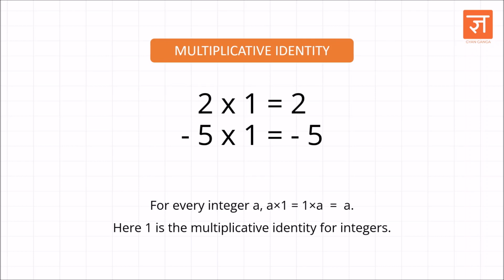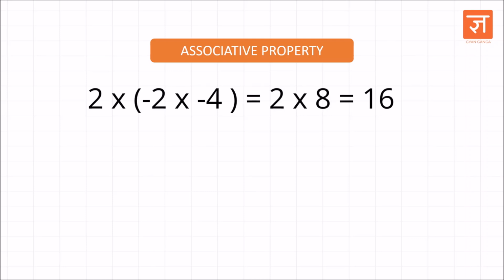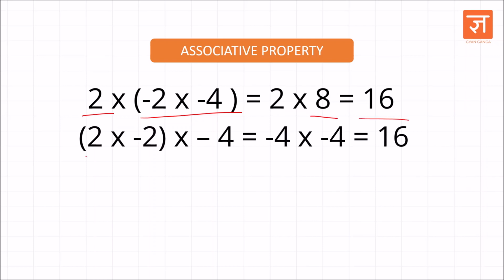Now let us learn about the third, that is associative property. That is A into B into C. What did you get? 2 into 8, we got 16. Then we have 2 into 2 into minus 4, that is A into B into C. We got 2 into minus 2, minus 4, minus 4. We got 16. So the answer is same in both cases. So for any integer, A into B into C is equal to A into B into C.